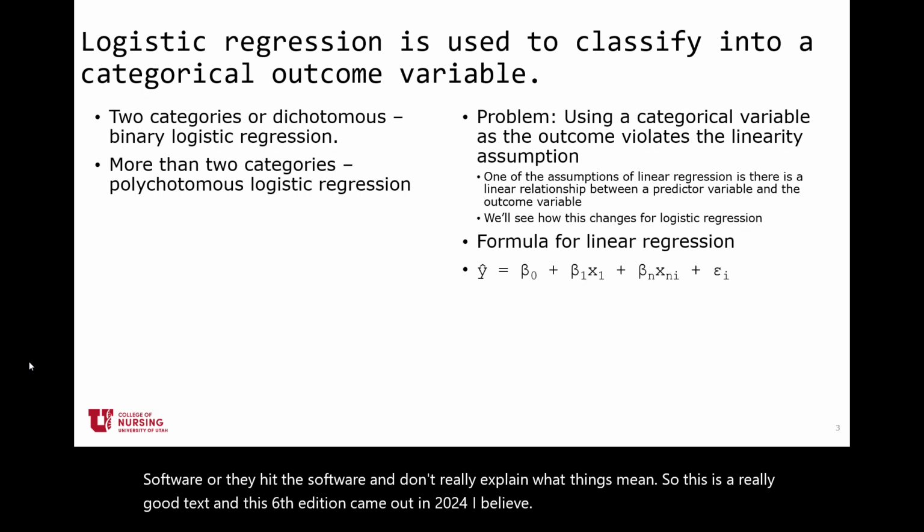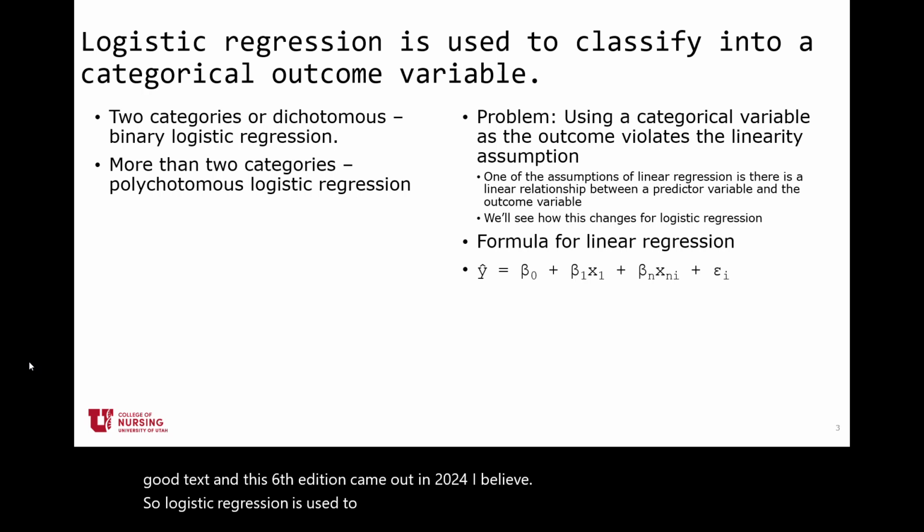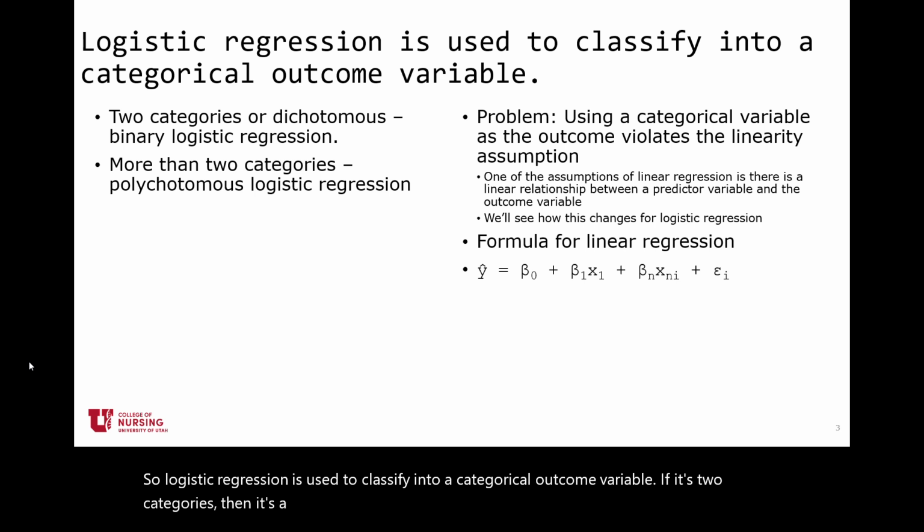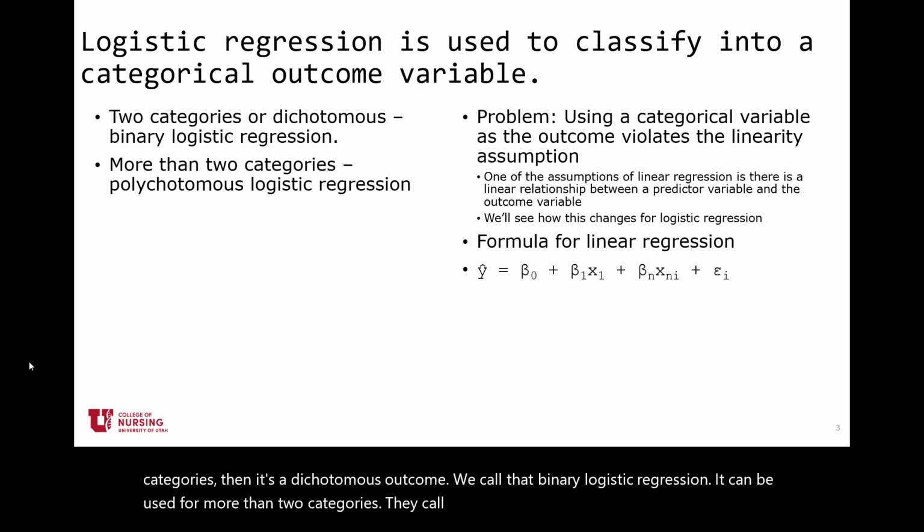So logistic regression is used to classify into a categorical outcome variable. If it's two categories, then it's a dichotomous outcome. We call that binary logistic regression. It can be used for more than two categories. They call that polychotomous logistic regression. But most people, the vast majority, are really only trained to do binary logistic regression.